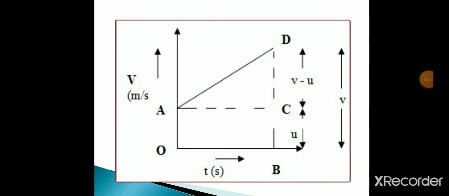Then from the figure it is clear that the distance BC is equivalent to u and the distance BD is equivalent to v. Therefore, the distance DC will be equivalent to v minus u.